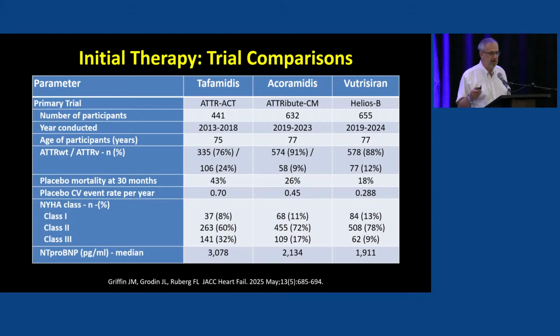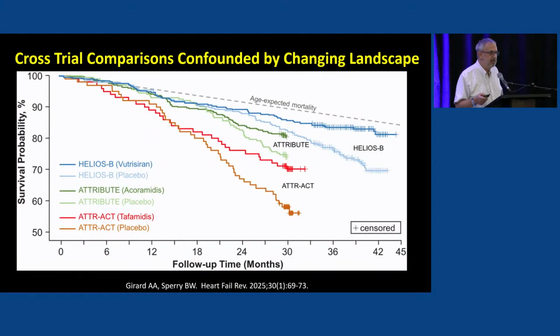And why is that? That's because you guys are doing a great job at identifying people earlier with earlier New York Heart class and lower NT-proBNPs. So that idea is shown here in a curve that Brett Sperry put out, which I think is very elegant, looking at the placebo groups, and you can see that there are improvements in mortality even in the placebo arms, and that's because of lower stage disease, but every agent on top of the placebo arm improves outcomes.